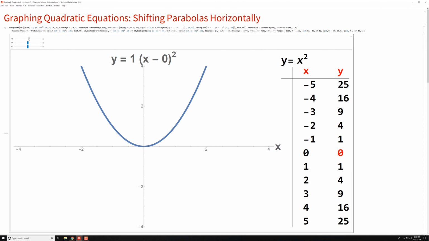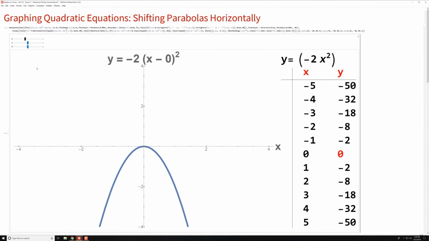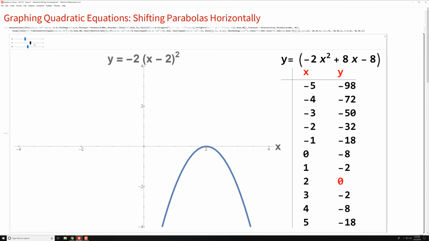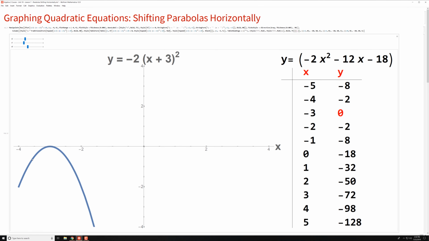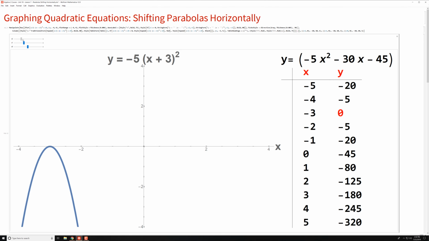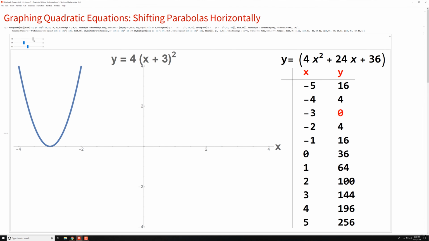In fact, even if I turn it upside down and make it like negative 2x squared, the minus 2 means that shape is shifted to the right, and the plus 3 or plus 4 means it's shifted to the left. So all you have to do to worry about the shifting is figure out what's inside the parentheses. That tells you how it's shifted. The coefficient out in front tells you if it opens up or opens down and how narrow the thing is, because you can see that it gets more narrow as we change that coefficient.